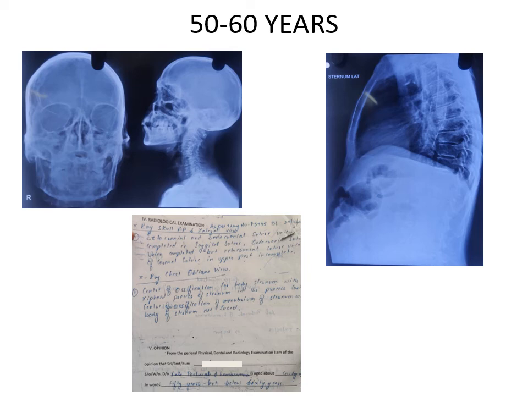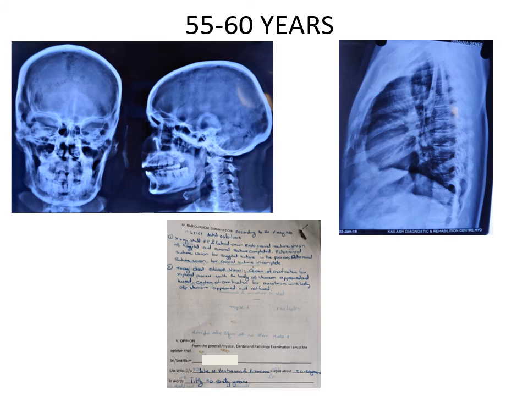Here everything is fused. You can see the manubrium as well as the body of the sternum, the first piece of the body of the sternum has fused. So you can straight away give it as 50 to 60 years. Always after 35 years, after 25 years, you have to give it in a range of 5 to 10 years, because you cannot pinpoint a particular age after that.